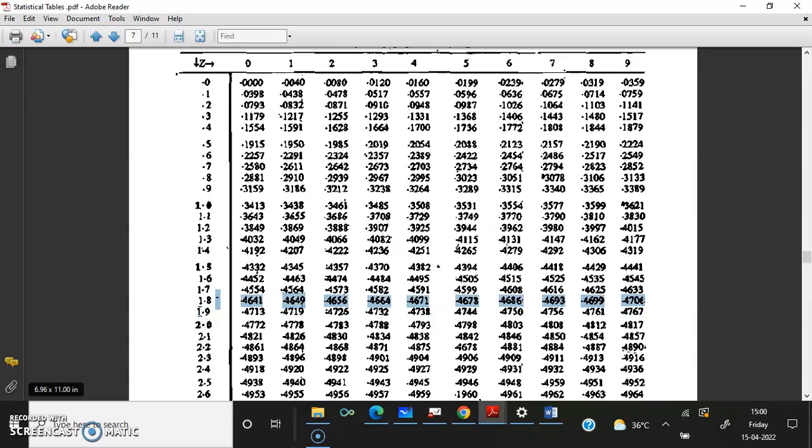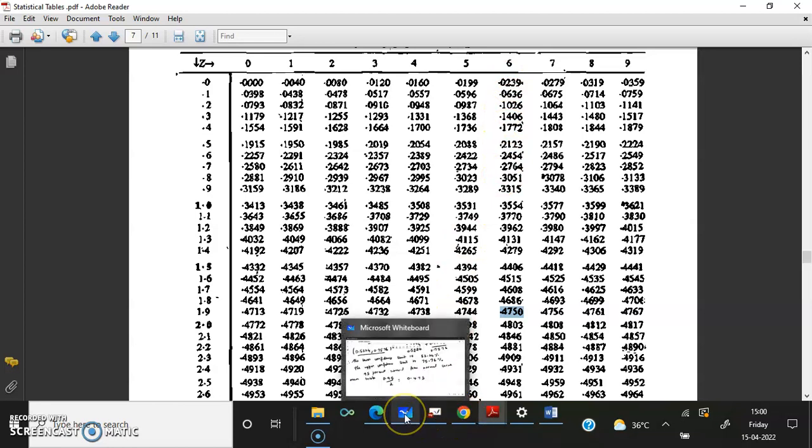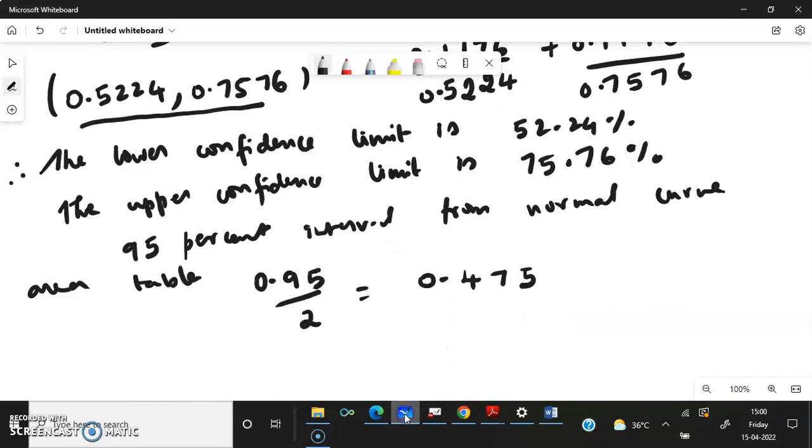1.9 and 6 is here. These two coincide at 0.475. Can you see here? 1.9, and here you can see 6. So 1.96. That we have seen in the previous class. That is how you got 1.96.